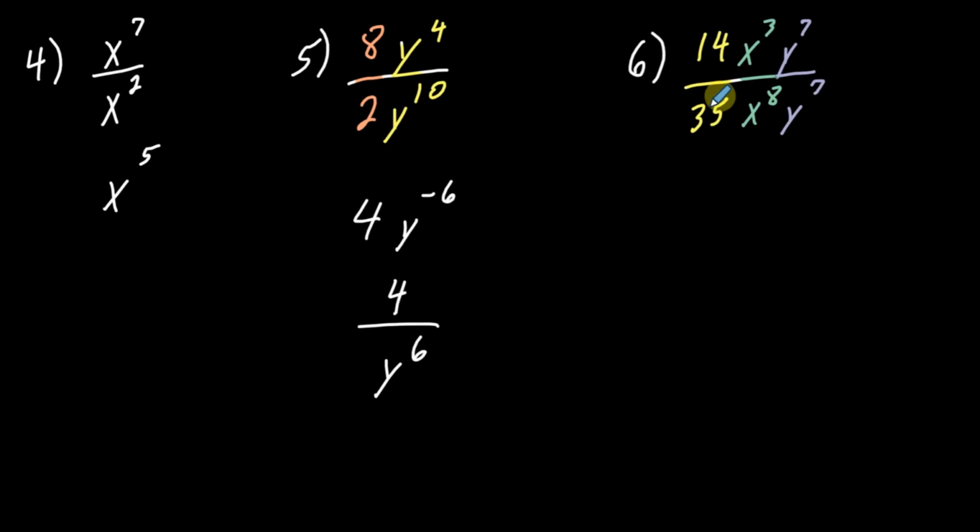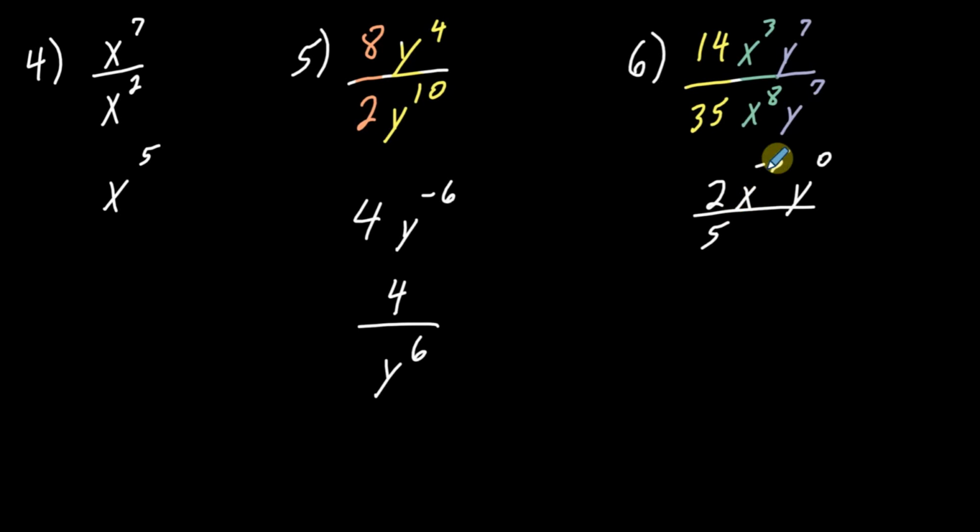So 14 divided by 35, that's going to give me a decimal. We're going to convert that back to a fraction. Basically, we're simplifying a fraction here. We don't want decimal answers. So 14 over 35 is going to become 2/5. And then x cubed over x to the 8th, we subtract. We get x to the negative 5. And we have y to the 7th divided by y to the 7th. 7 minus 7 is 0. Some of you guys might be skipping this step right here.